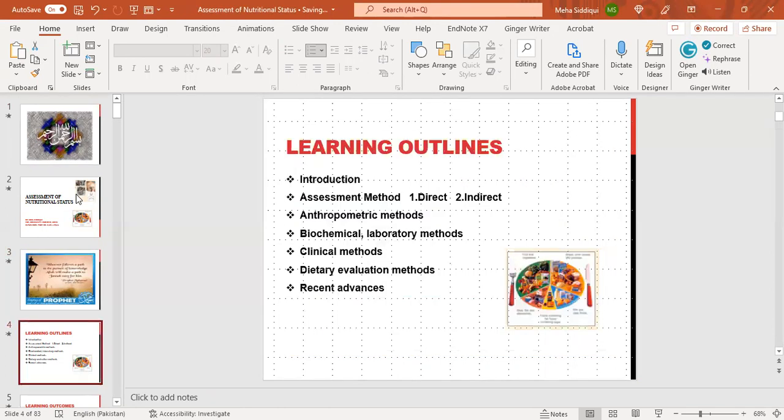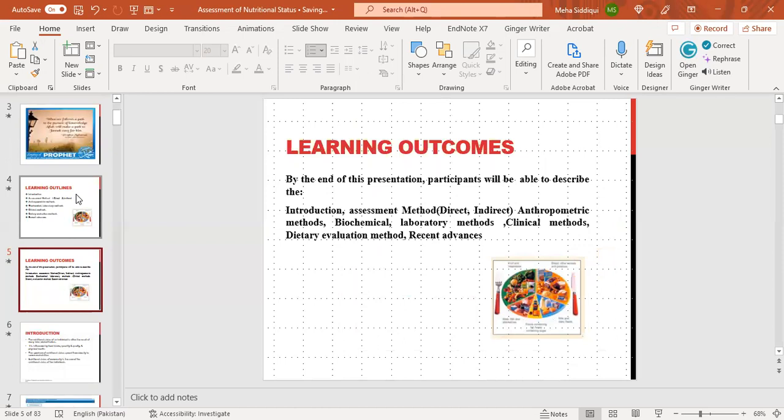Learning outlines: introduction, assessment methods, which are further divided into direct and indirect, then anthropometric methods, biochemical laboratory methods, clinical methods, data evaluation methods, and recent advances, and MCQs. Learning outcomes: by the end of this presentation, participants will be able to describe the introduction, assessment methods, anthropometric methods, biochemical laboratory methods, clinical methods, and data evaluation methods.